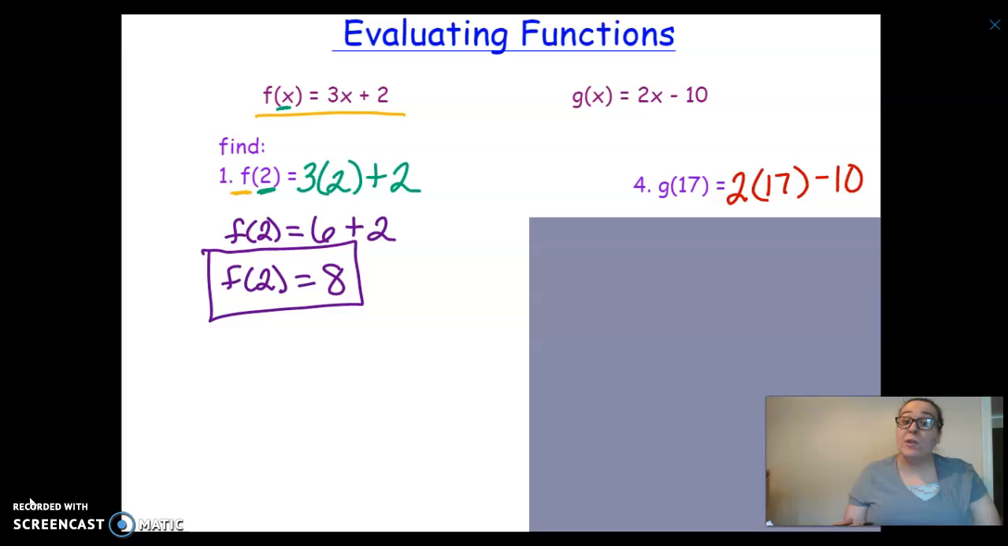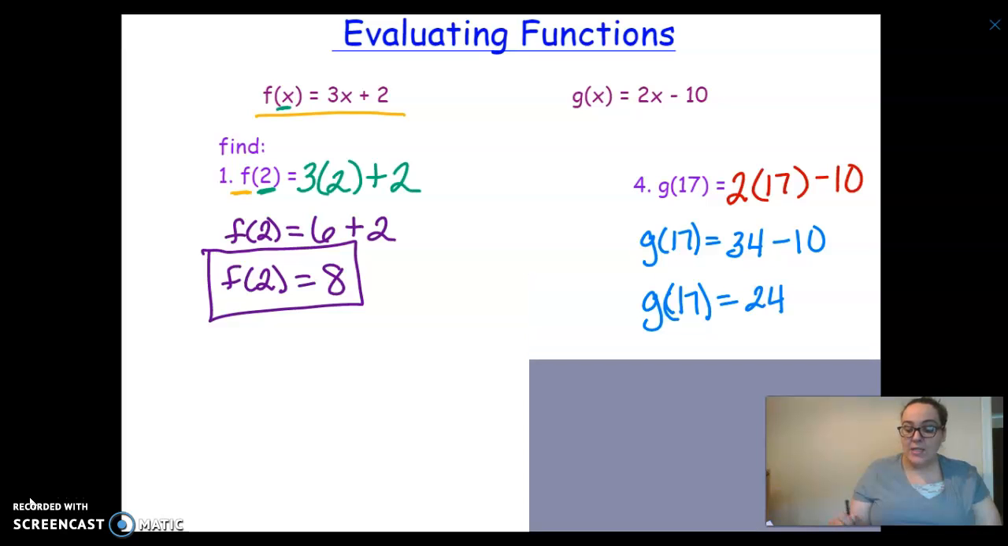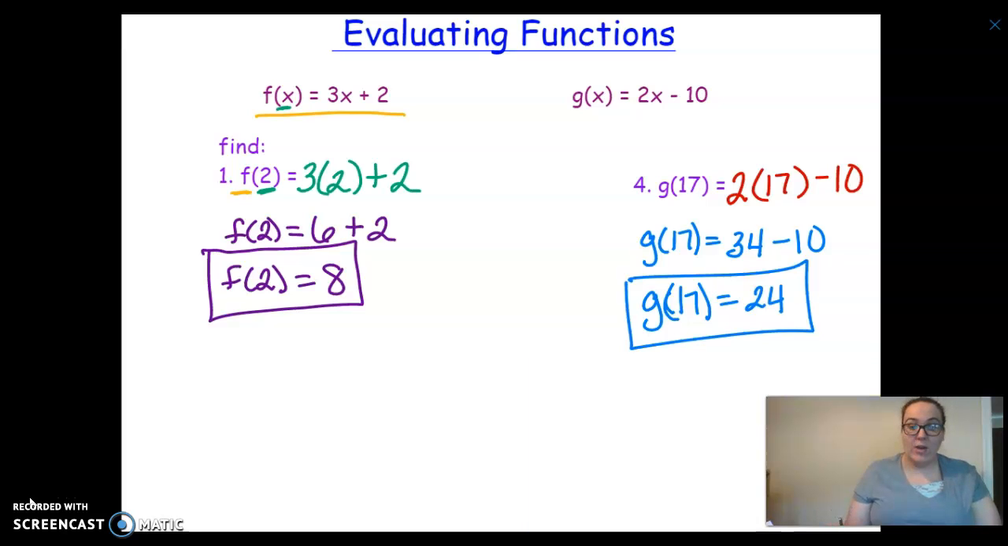All right, so it said we were using the g function, so that's why I made sure that I used the 2 times x minus 10. 2 times, we're replacing x with 17, minus the 10. 2 times 17 is 34, minus 10 is 24. So this right here is our final evaluating of g of 17.